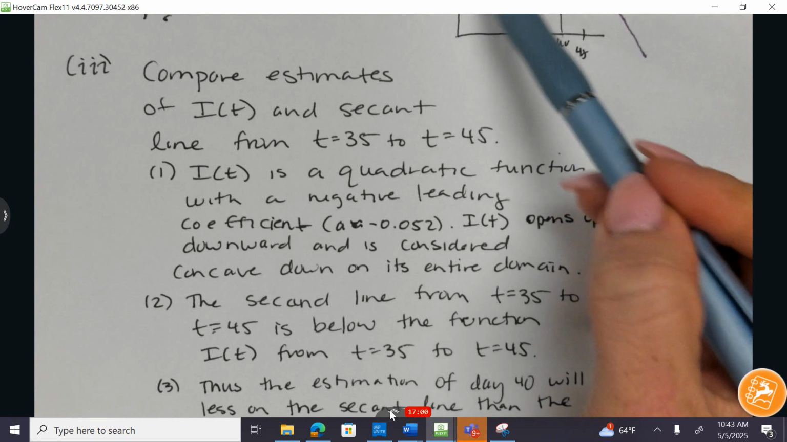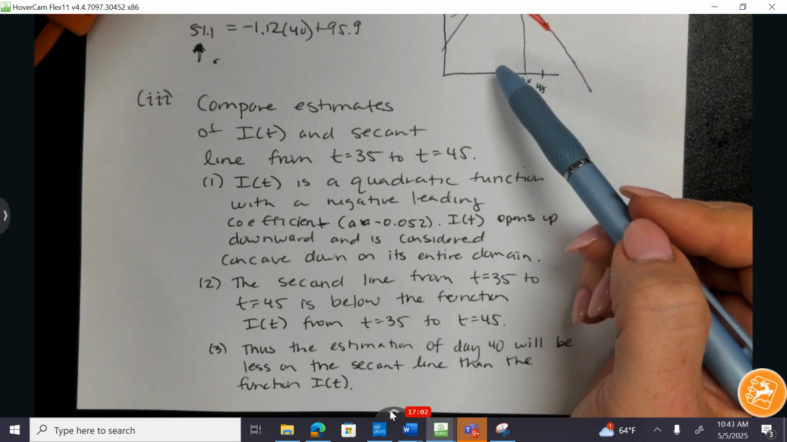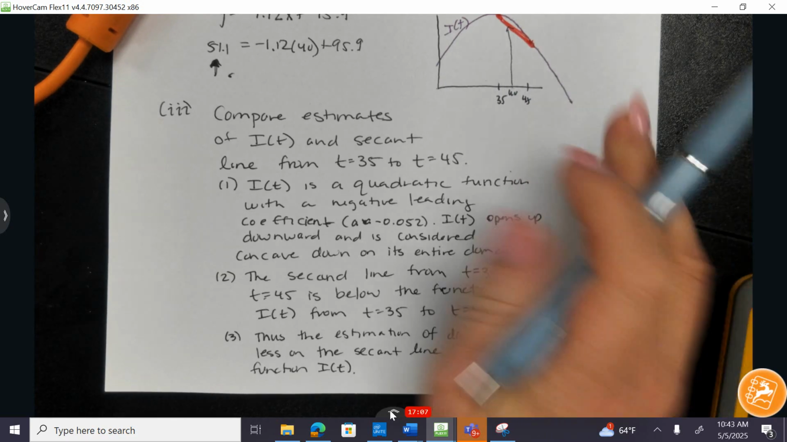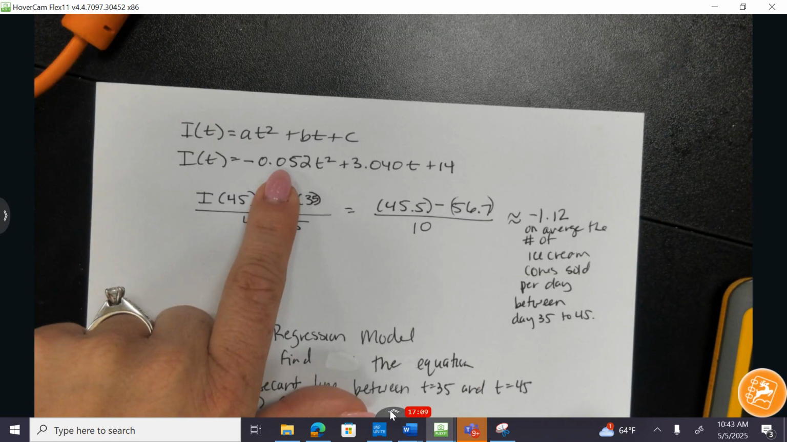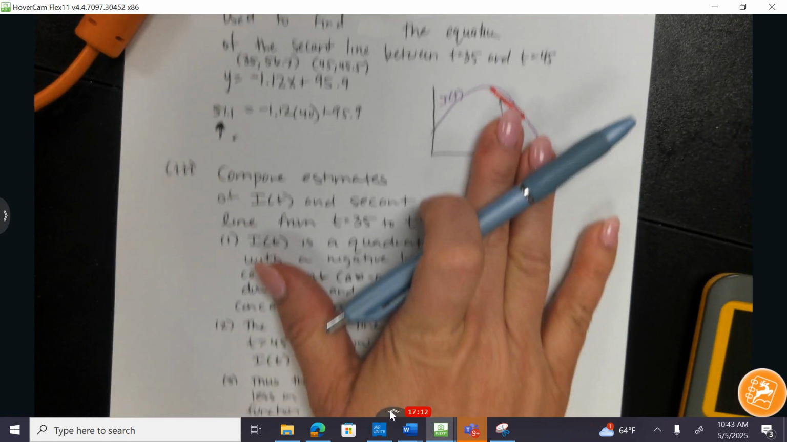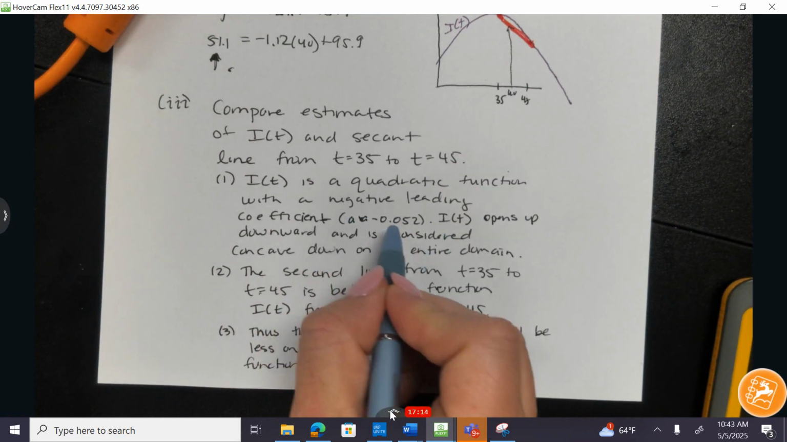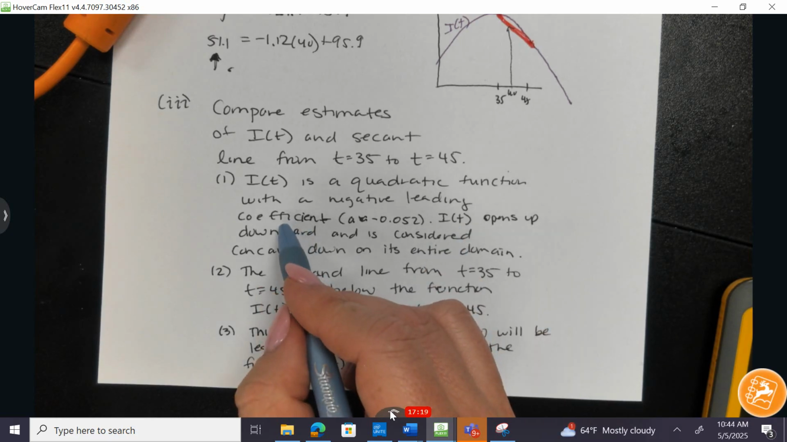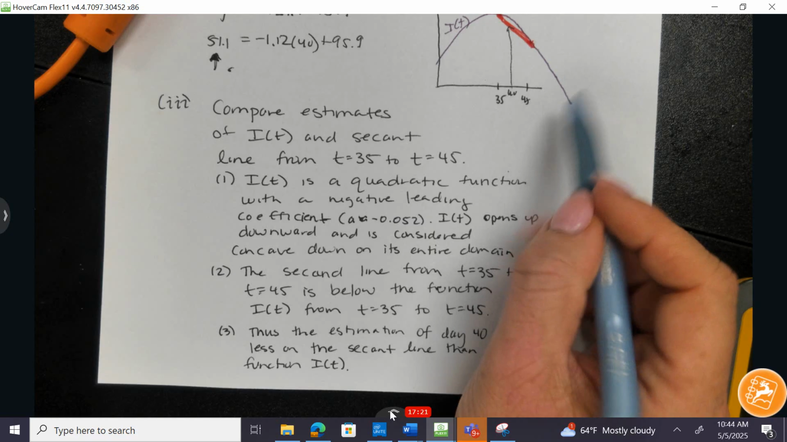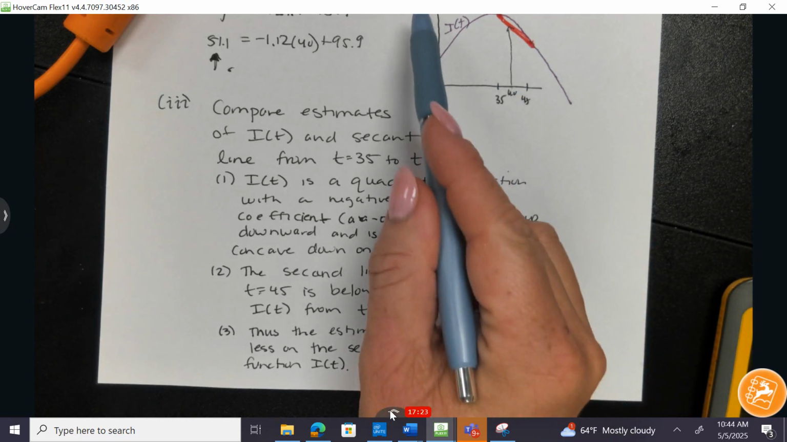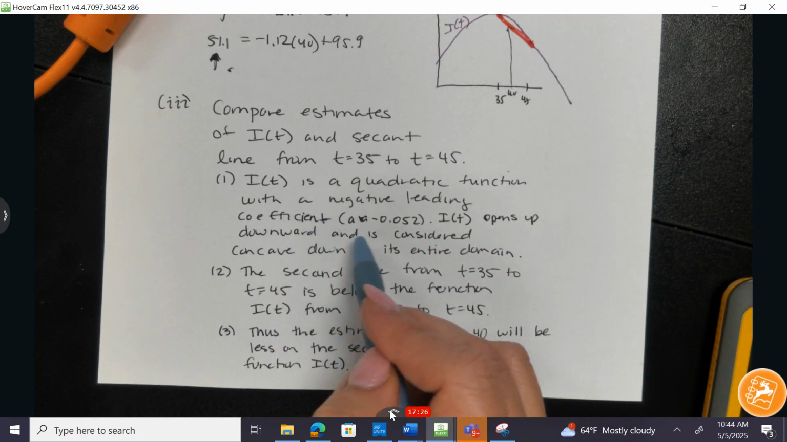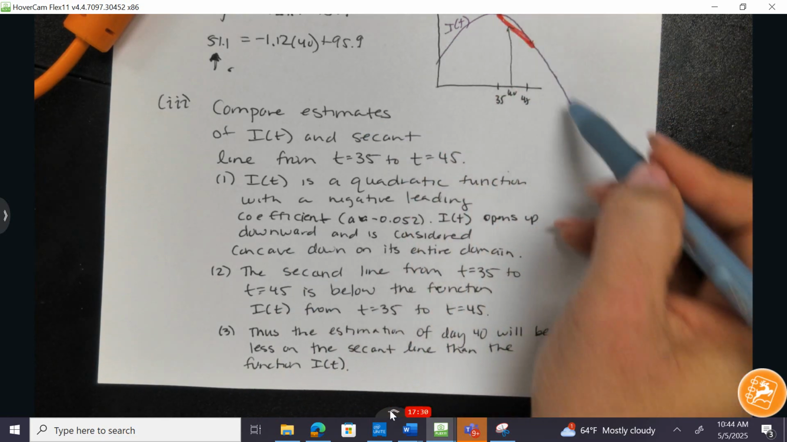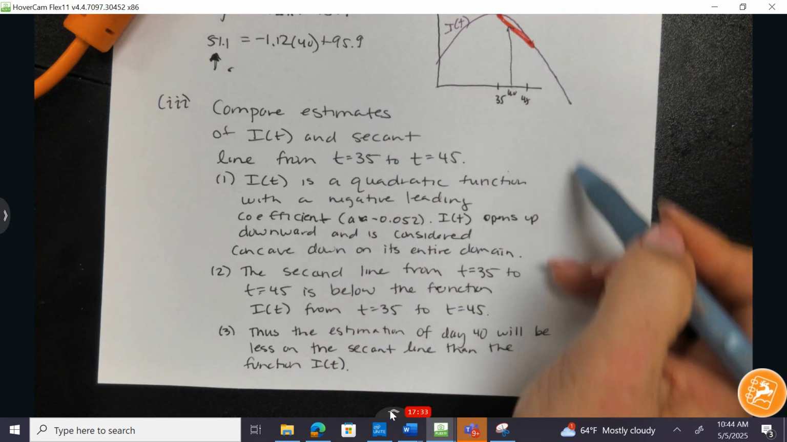Well, I can see that if we're looking right up here and I zoom out, I of t is a quadratic function. It has a negative leading coefficient, specifically the a value. Because of that, it's going to open downwards. Whenever we're looking at a quadratic and a is negative, it opens down. Vice versa, if a was positive, it would open up. So because it opens down, it's also considered to be concave down on the entire domain. So this entire domain of this function will look like this.